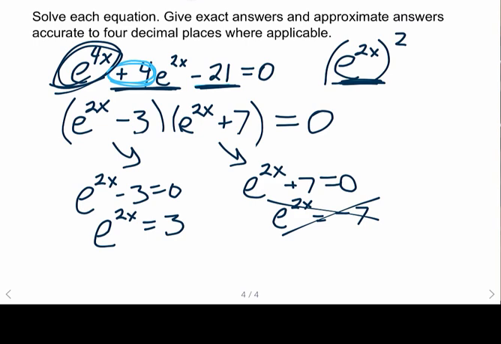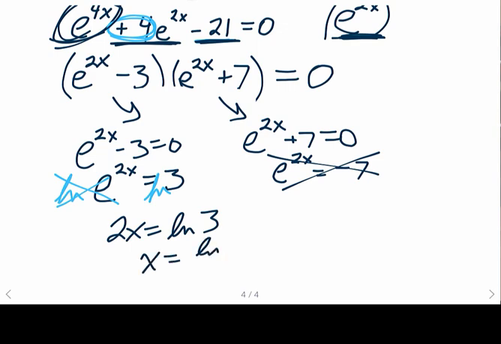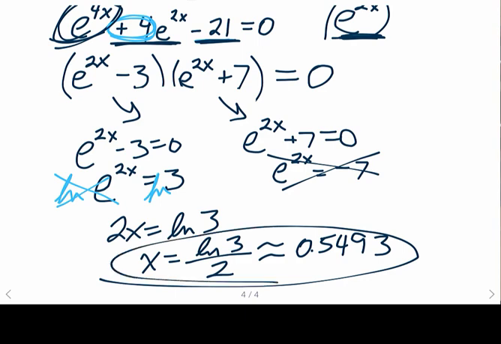Now, because the base is e, I can use a natural log. And so we have, if I just kind of squeeze it in, the natural log of both sides here. On the left-hand side, we can use the cancellation property. And we have that 2x is equal to the natural log of 3. And so x is equal to the natural log of 3 cut in half, right? Divided by 2. Which my calculator tells me is approximately 0.5493. Okay, so this one's an exercise in recognizing quadratic in form.